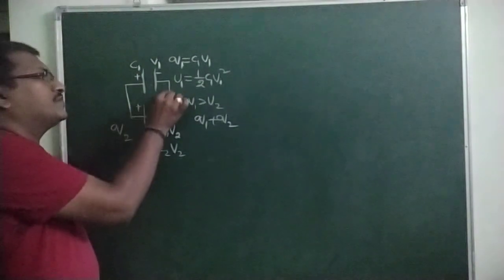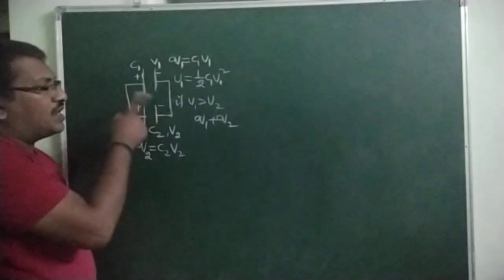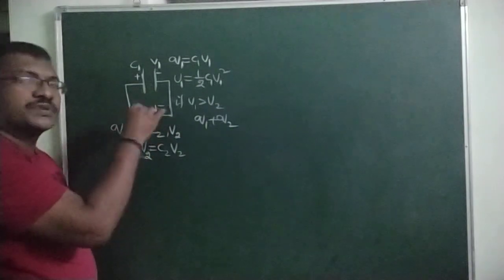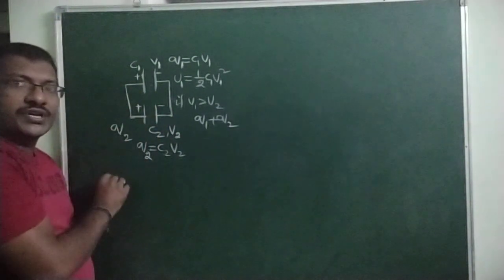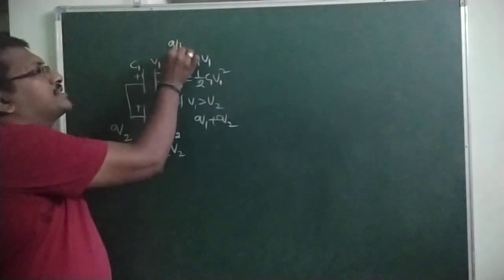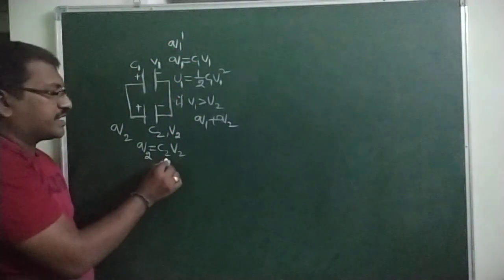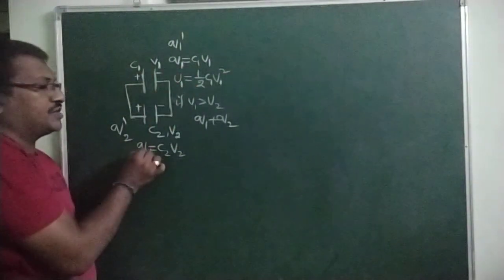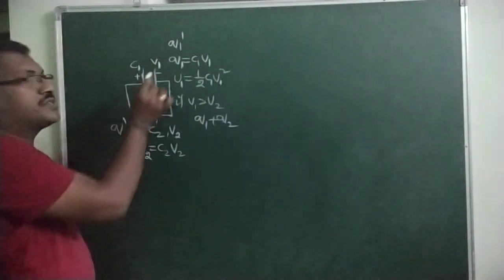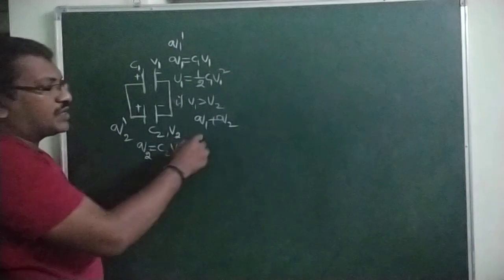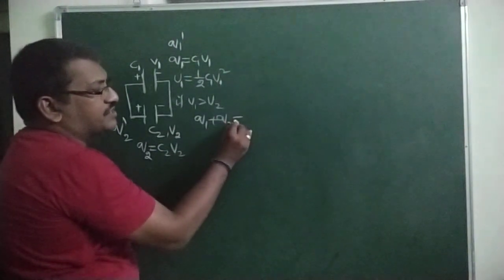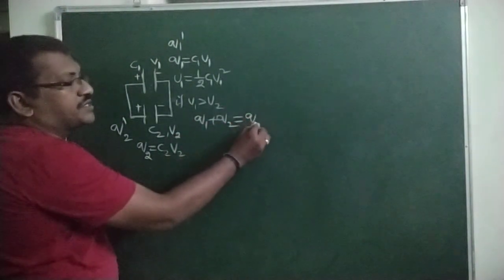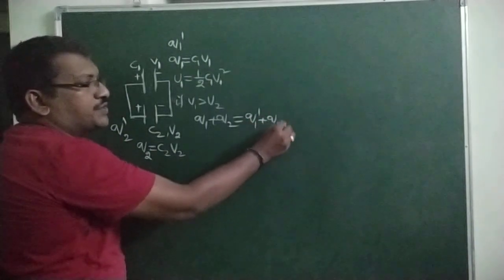So after connection, what is the charge of the system? After connection, charge flows from one capacitor to another capacitor. That's why after some time, when both get the same potential, the charge on the first capacitor I am taking as Q1 dash and the charge on the second capacitor as Q2 dash. According to the law of conservation of charge, the total charge remains constant. That's why the charge of the system before connection is equal to that after connection, Q1 dash plus Q2 dash.